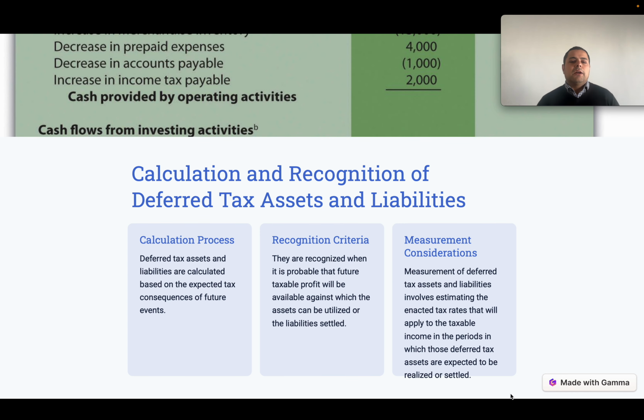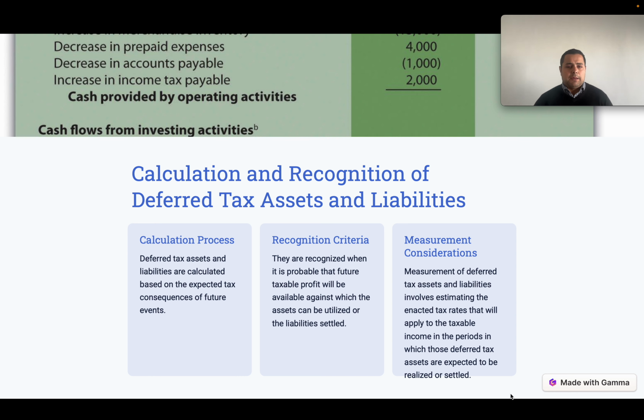Okay. Calculation and recognition of deferred tax assets and liabilities. The calculation mentions that deferred tax assets and liabilities are calculated based on the expected consequences that they will have on future events. So as we mentioned, we determine if the expenses that we are now recognizing will have an effect in the future as a deduction. They are recognized when it's probable that future taxable profit will be available against which the assets can be used or the liabilities settled.